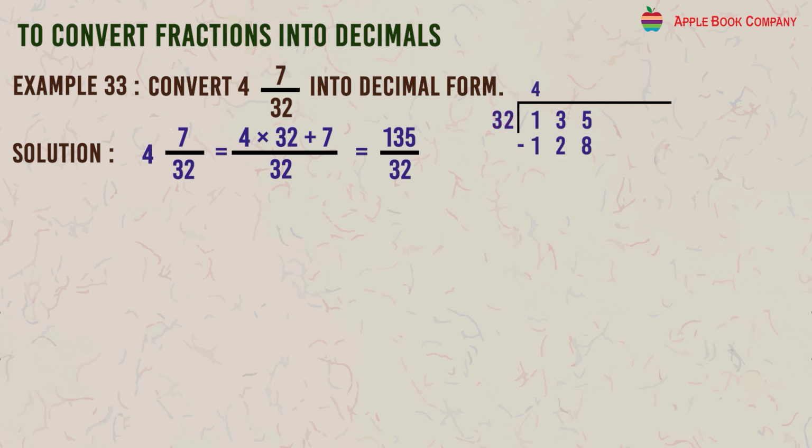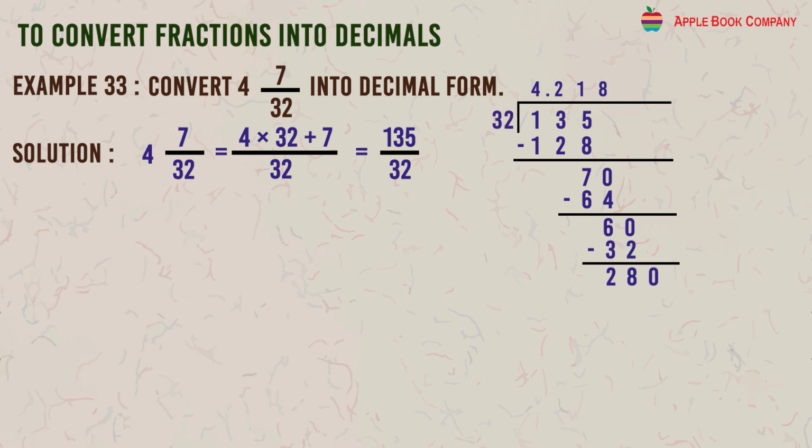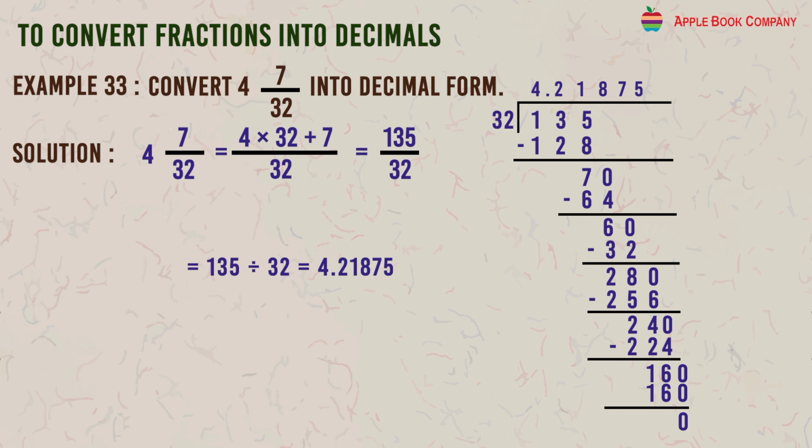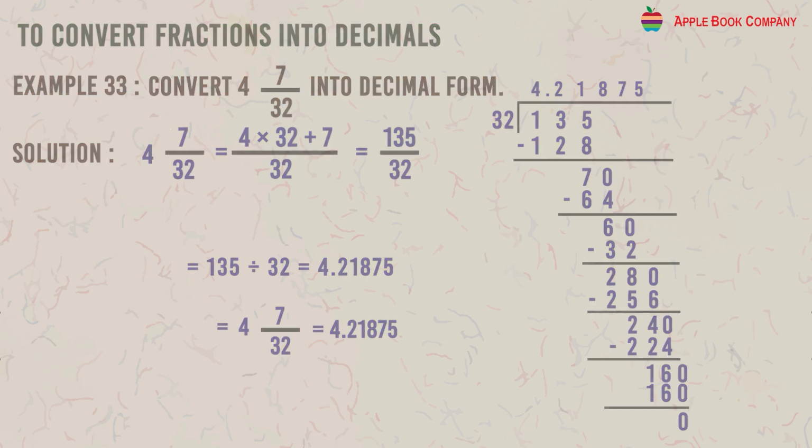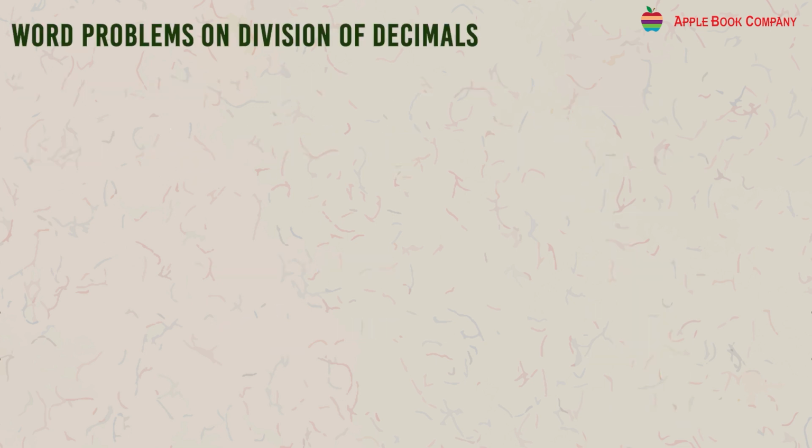32 fours are 128. Left out with 7. Bring down 0. 32 twos are 64. Left out with 6. Put a 0. 32 ones are 32. Bring down 28. Add a 0. 32 eights are 256. Left out with 24. Add 0. 32 sevens are 224. Left out with 16. Bring down 0. 32 fives are 160. So therefore, 135 divided by 32 is equal to 4.21875. Therefore, 47 by 32 is equal to 4.21875.